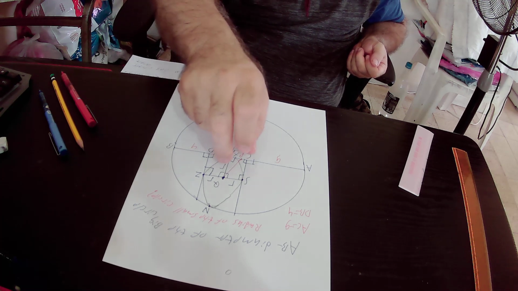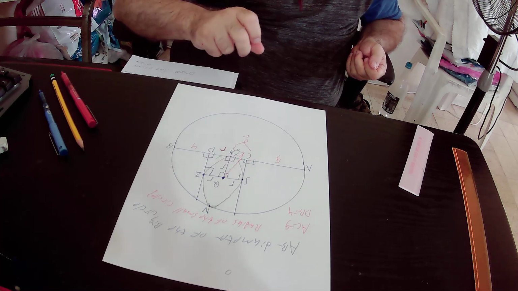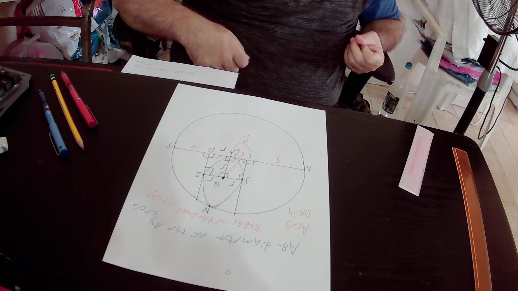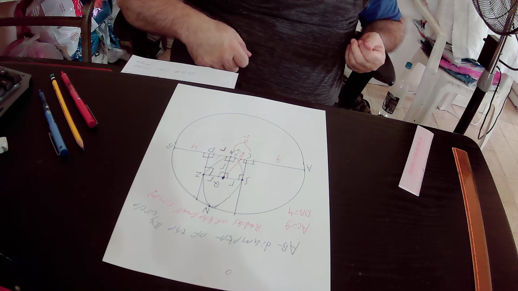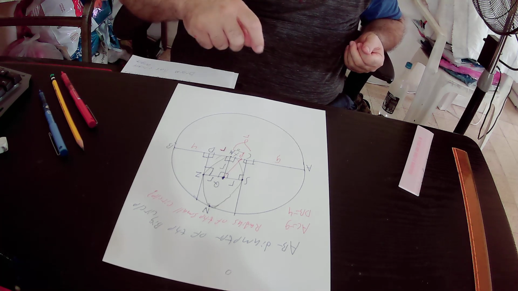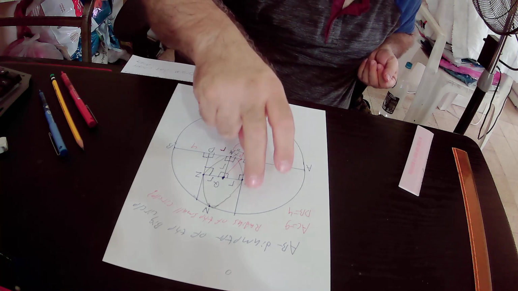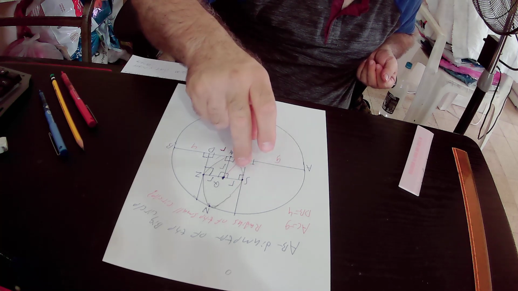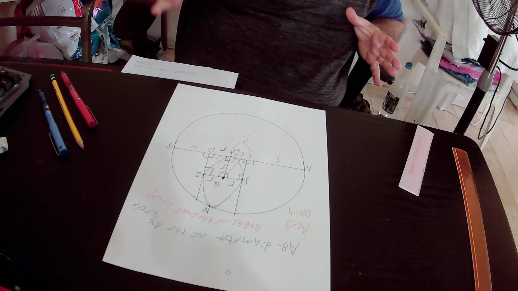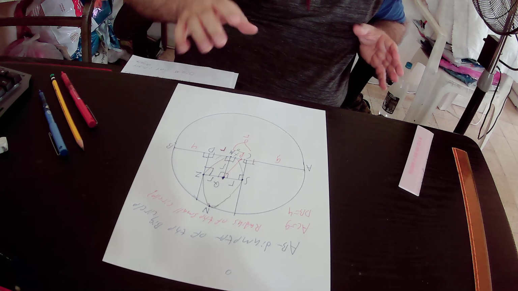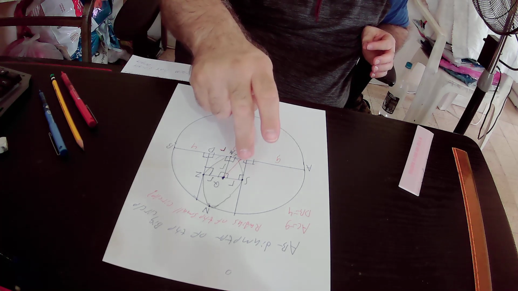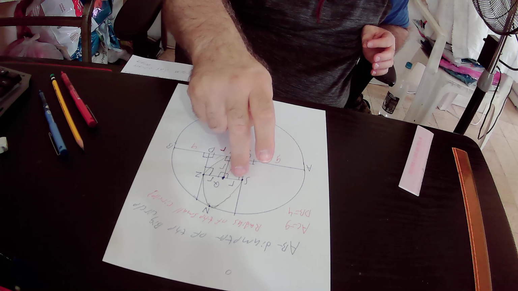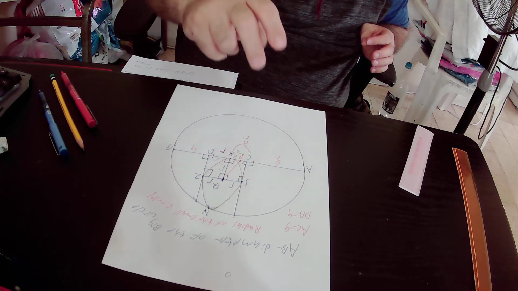So QS is the radius of the small circle, and the angle between the radius of the circle and its tangent is 90 degrees, because we have a rule that the radius is perpendicular to its tangent. For that reason, this angle is a right angle, it equals 90 degrees.